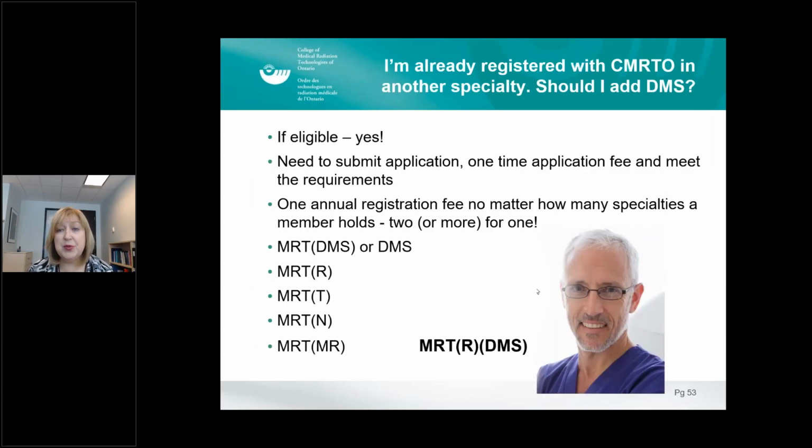I'm already registered with CMRTO in another specialty. Should I add sonography? If you're eligible, yes. All you need to do is to submit your application and your one-time application fee and meet the requirements. So it's one annual registration fee, no matter how many specialties you hold, whether it's 2 or more, just one registration fee. So that's a good thing. And then you'd be able to use both specialties in your protected title.